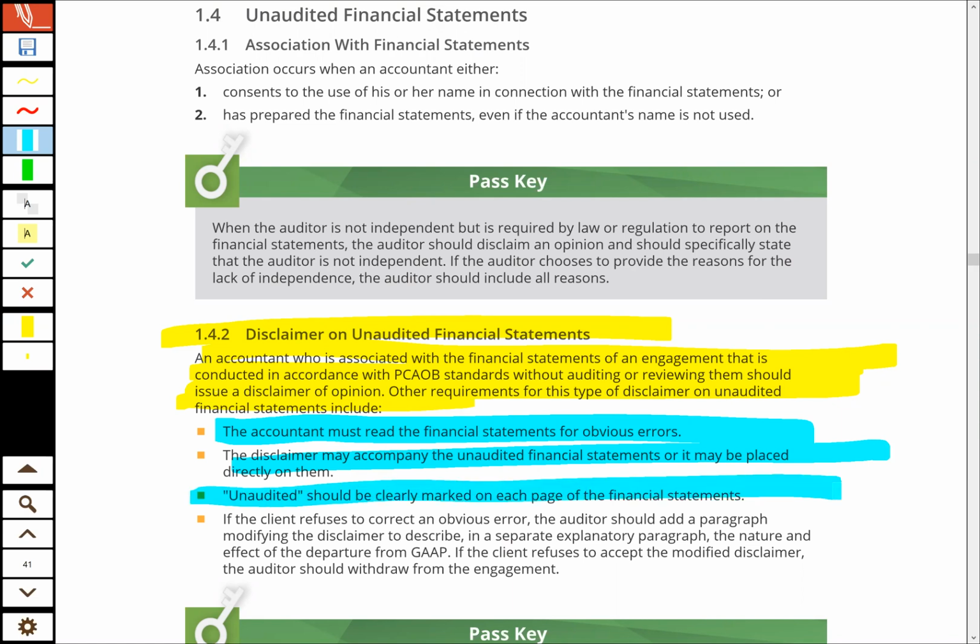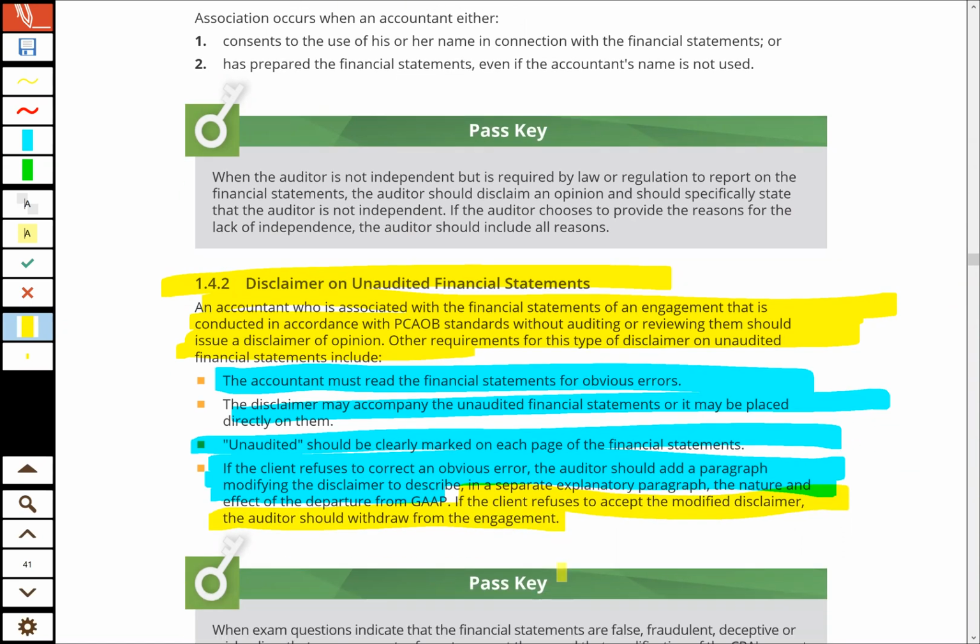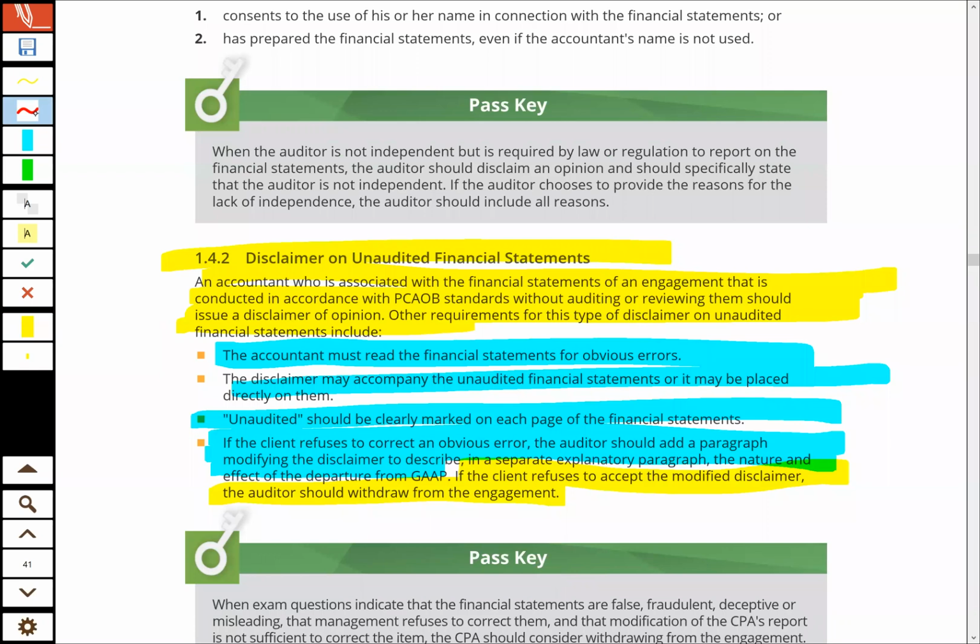Each page of the financial statements is going to be marked unaudited. And if you find an obvious error, you're going to add a paragraph to your disclaimer calling out what the obvious error is. And if the client refuses to accept this modified disclaimer that calls out the problem, the auditor will withdraw. So flashcard all that.